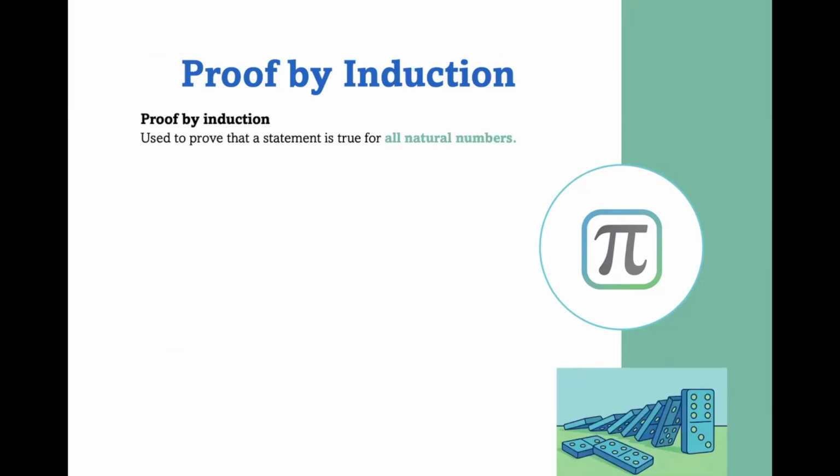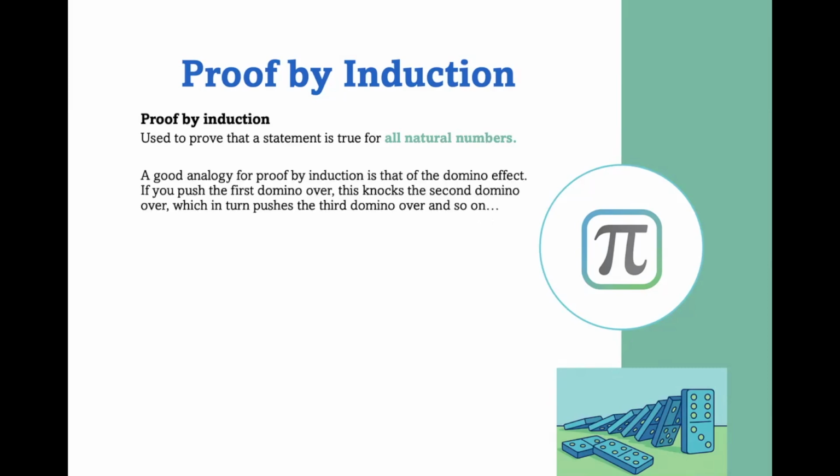Proof by induction. With proof by induction, we are trying to prove that a statement is true for all natural numbers. Although there is some debate as to whether 0 is a natural number or not, I would think of the natural numbers as starting from 1 onwards, so 1, 2, 3, 4, etc. A good analogy for proof by induction is that of the domino effect. If you push the first domino over, this knocks over the second domino, which in turn pushes over the third domino, and so on.